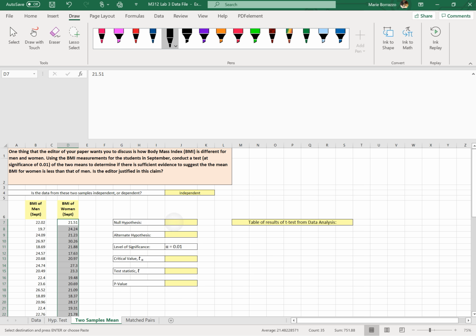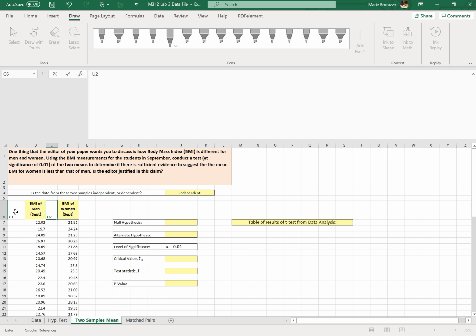Let's call this the equivalent of your mu 1, that's the average for men, and this over here for the women is going to be your mu 2, the average for women. According to the null hypothesis, mu 1 would be equal to mu 2. There's no difference. But the alternative hypothesis we're testing is that the BMI for women is less than that of men, so mu 1 is greater than mu 2, in a sense, is what they're saying.